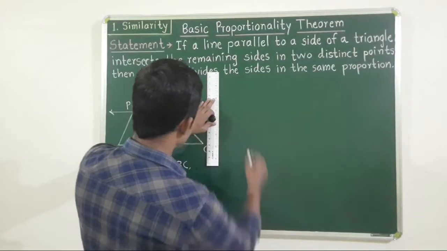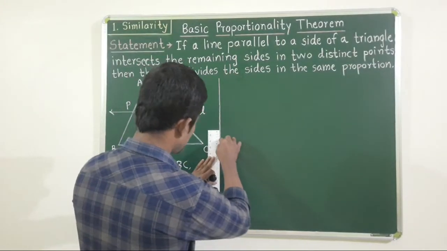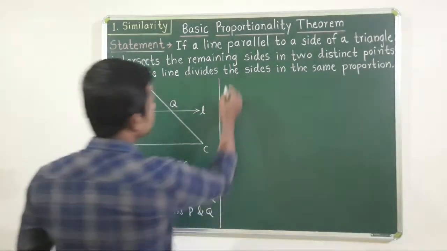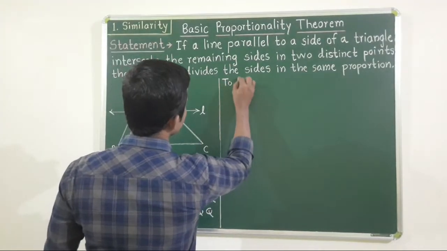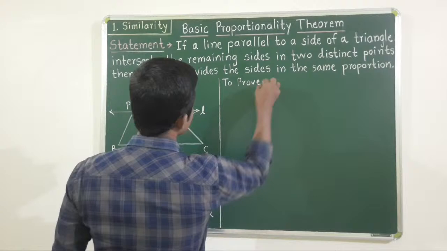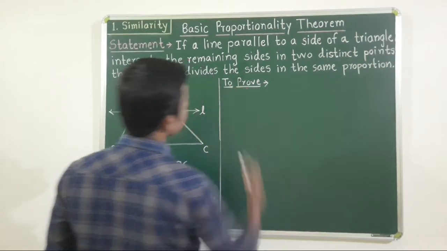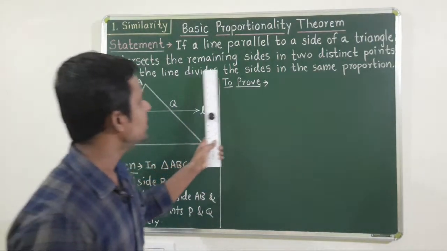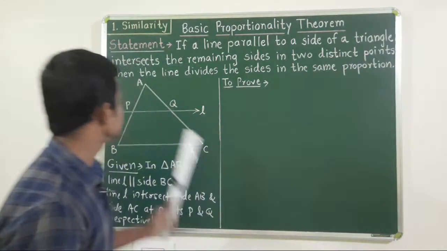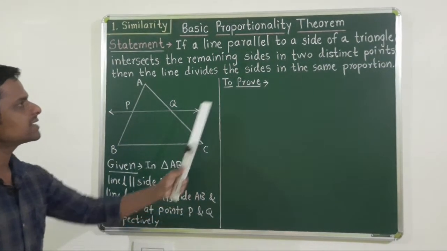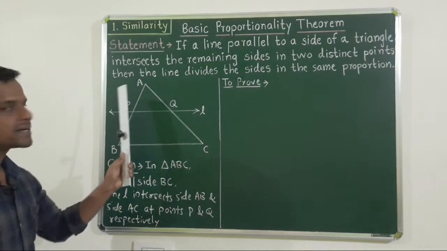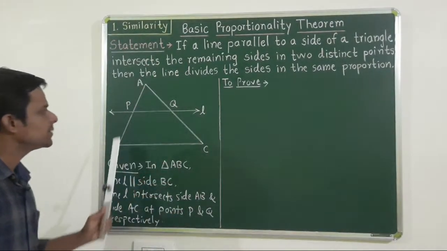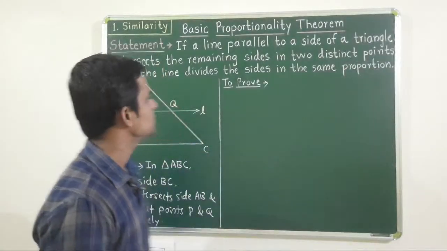Now the next step is to write the to-prove. First we draw a proper diagram, then we write the given, and the next one is to prove. What is to prove here? It is the statement which comes after 'then': the line divides the sides in the same proportion. The line means line L, and the sides means the remaining two sides, that is AB and AC. Line L divides sides AB and AC in the same proportion. This is what to prove.